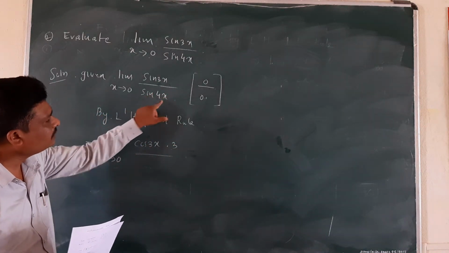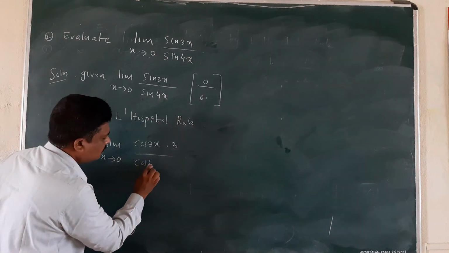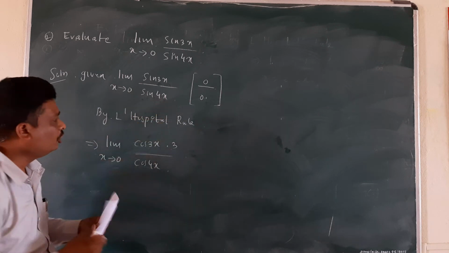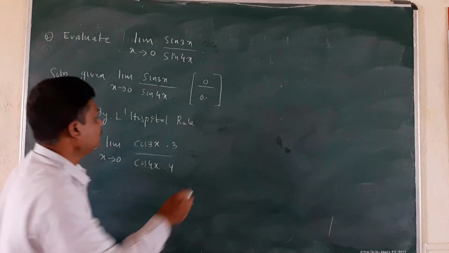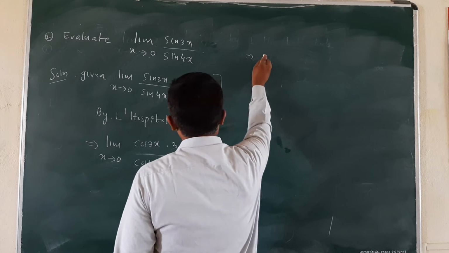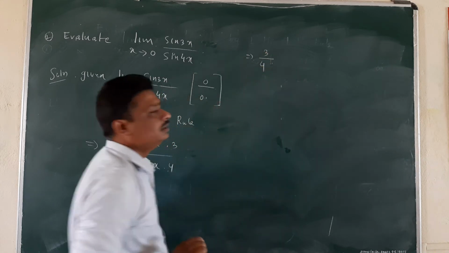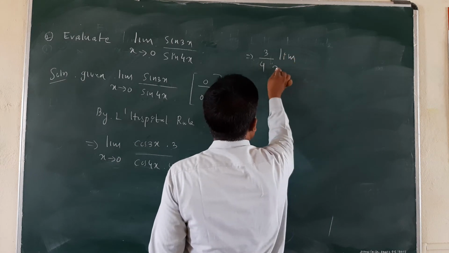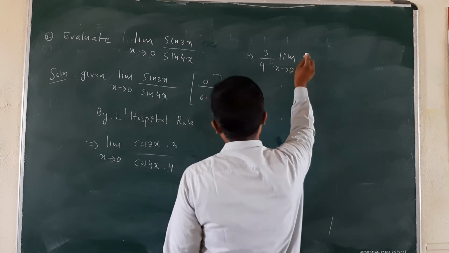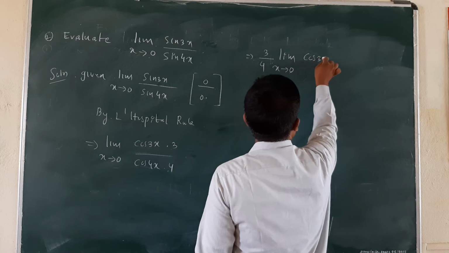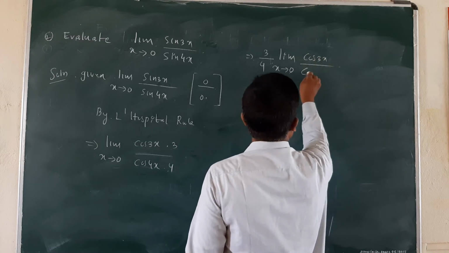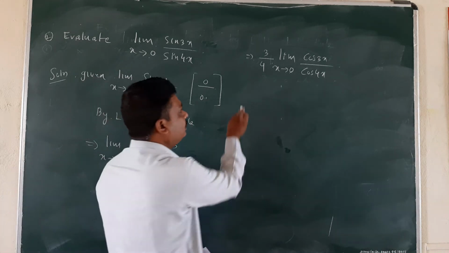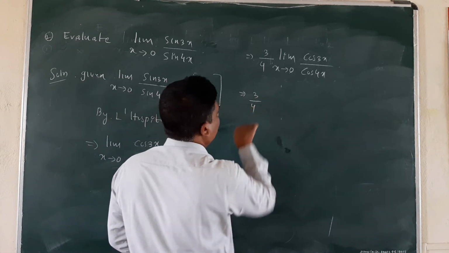again, derivative of sin is cos. Now sin is removed, remaining is 4x. Derivative of 4x is 4. So this implies 3 upon 4 is constant, so I will write it outside the limit, limit as x tends to 0 of cos 3x upon cos 4x. So again I will put the limit. So this implies 3 upon 4.